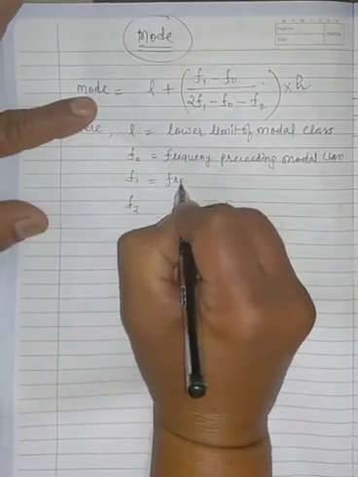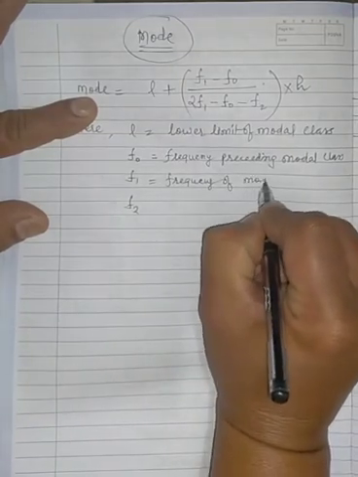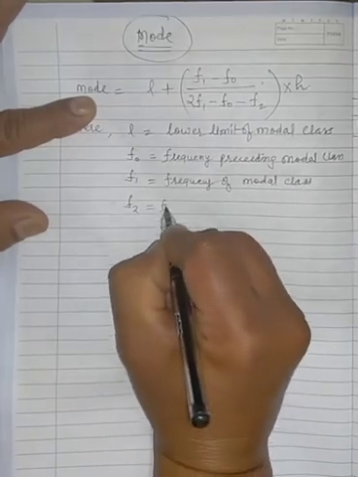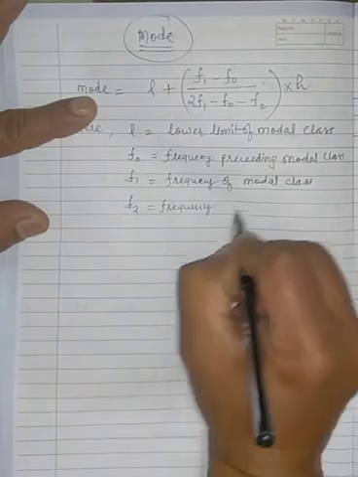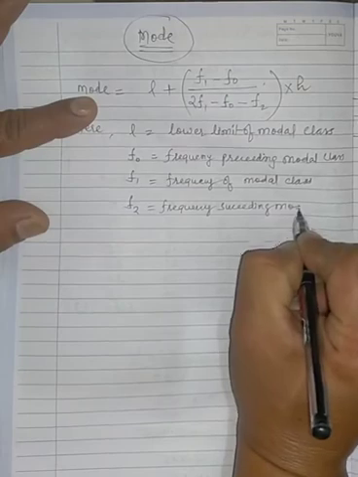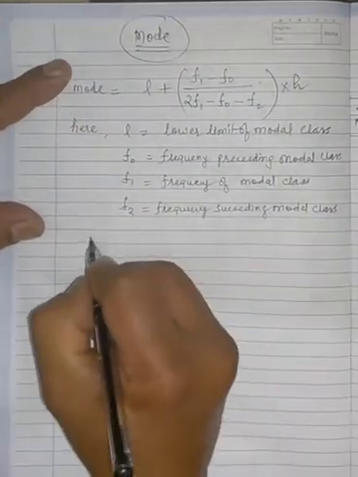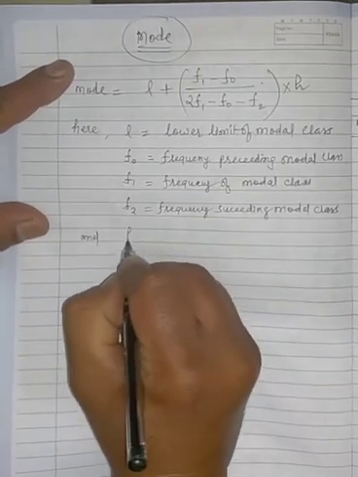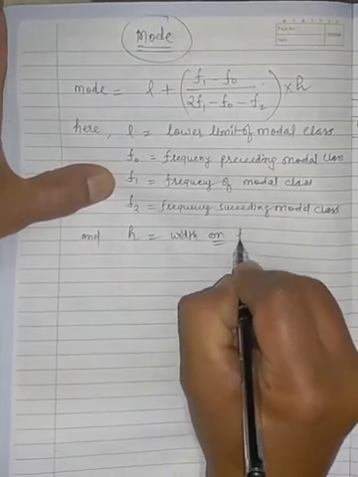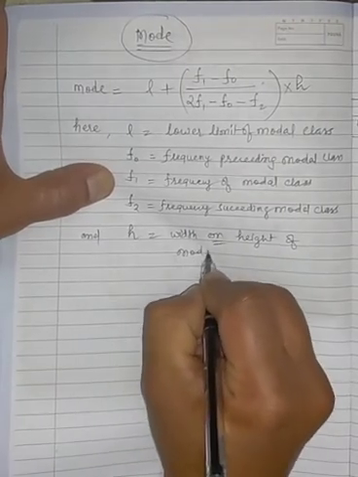F1 is the frequency of modal class, and F2 is the frequency succeeding modal class, and H is the width or height of modal class.